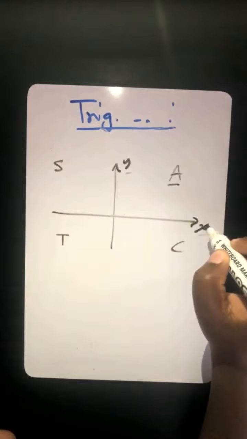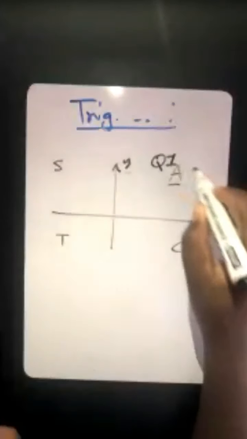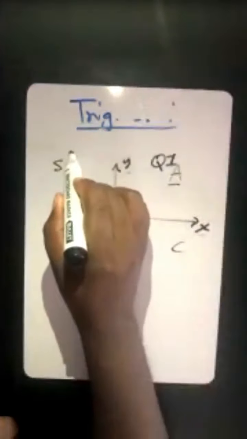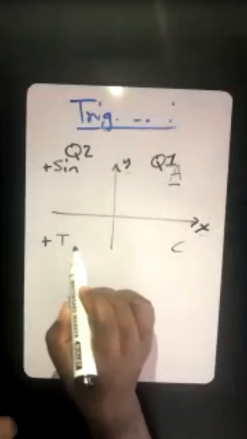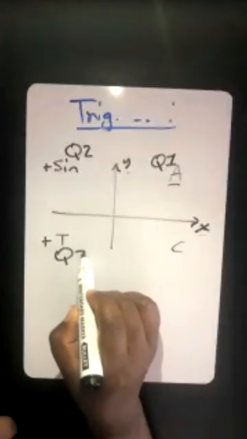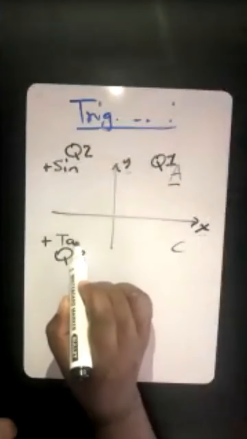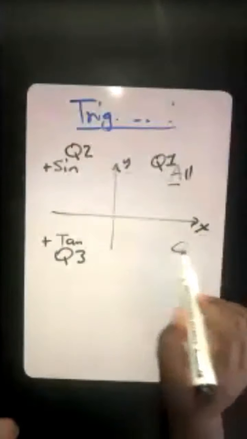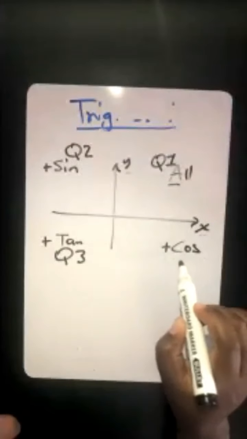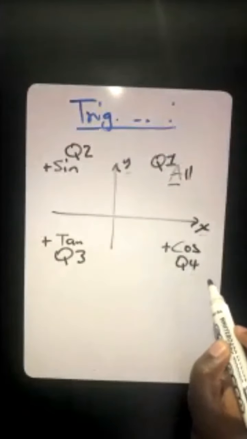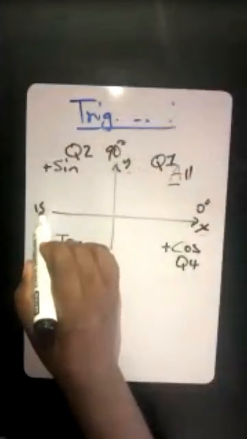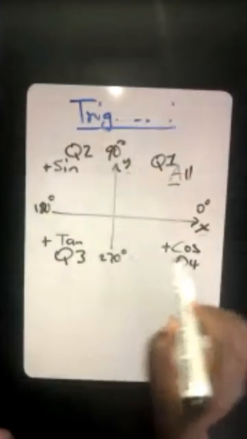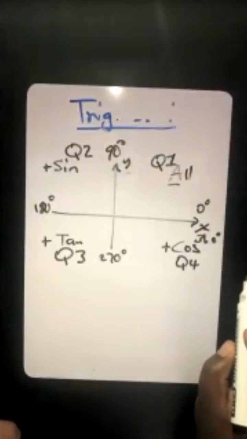So we know all trig ratios in the first quadrant, which is quadrant 1, are positive. Then it's only sine in the second quadrant which is positive. It's only tan in quadrant 3 which is positive. It's only cos which is positive in quadrant number 4. So in terms of the angles, we know this is 0, this is 90 degrees, this is 180 degrees, this is 270 degrees, and this is 360 degrees.